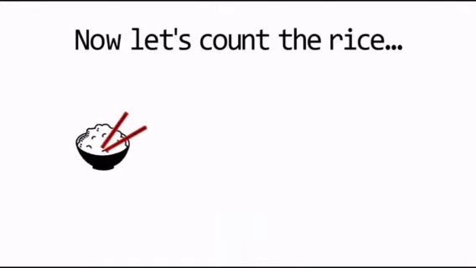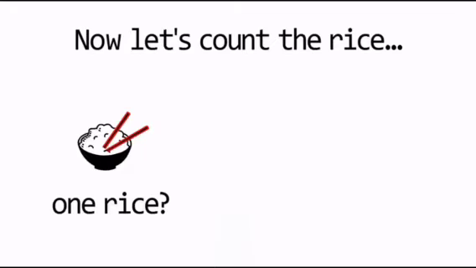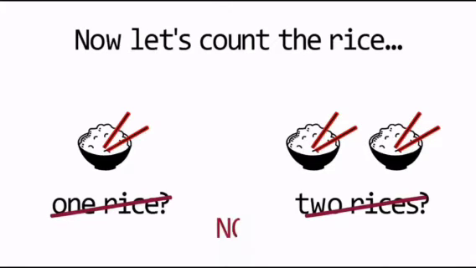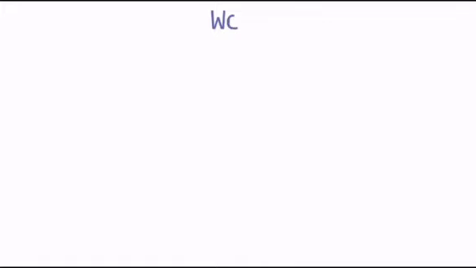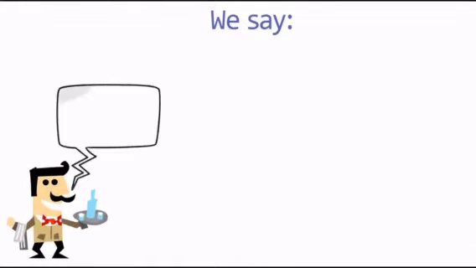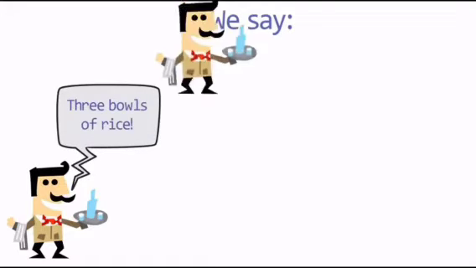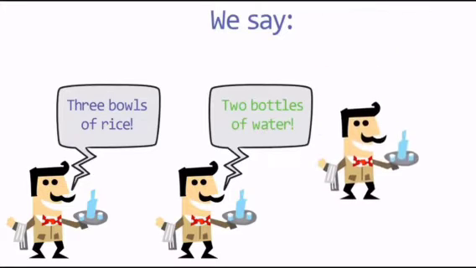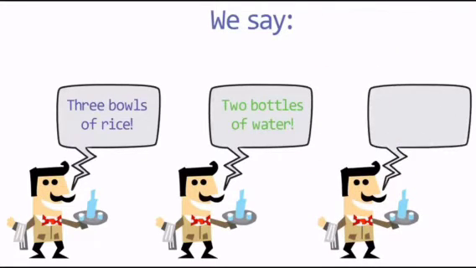Can you count the rice? Can we say 1 rice? Can we say 2 rices? Is this right? No, this is wrong. So no, we can't say that. So we can say 3 bowls of rice, 2 bottles of water, 5 dishes of soup.